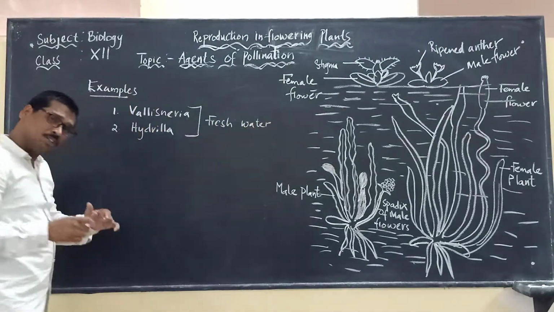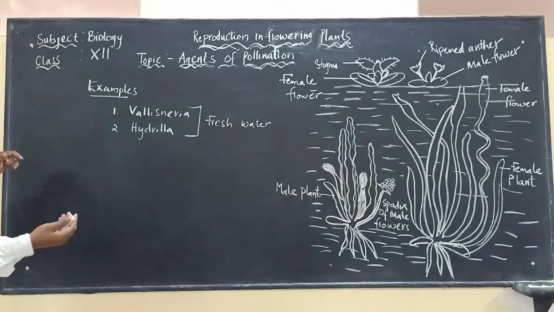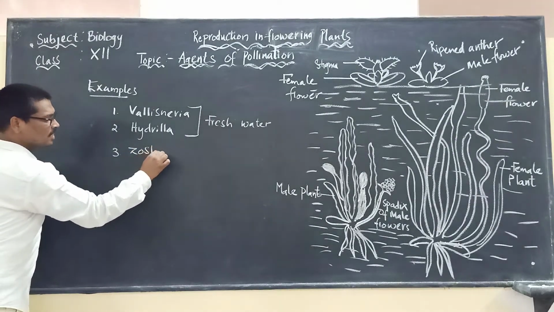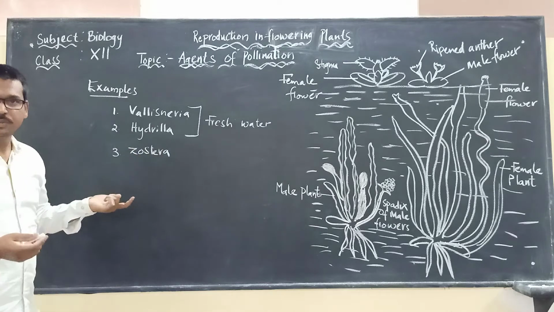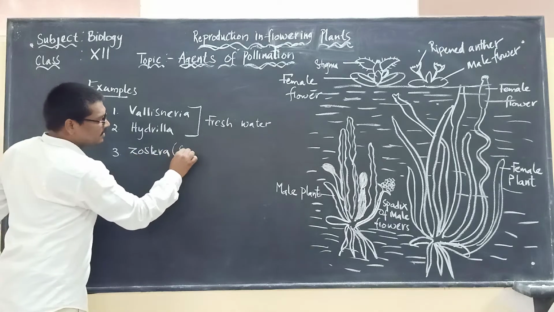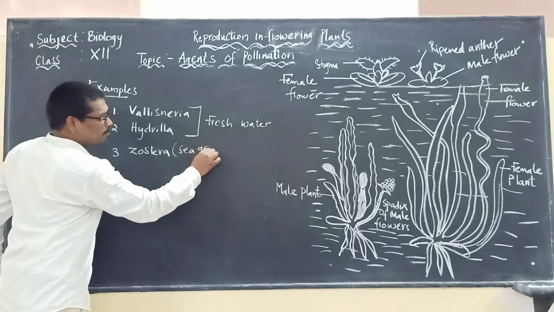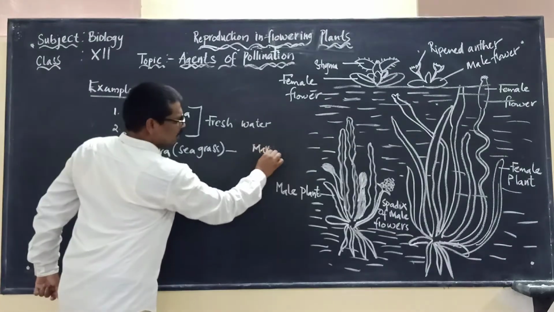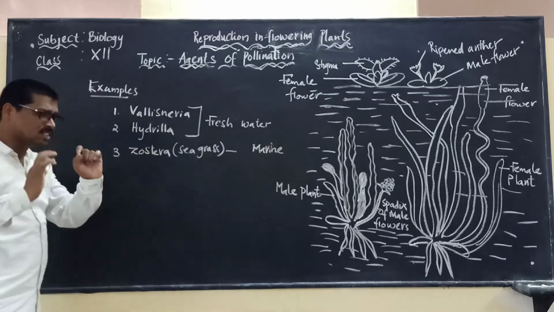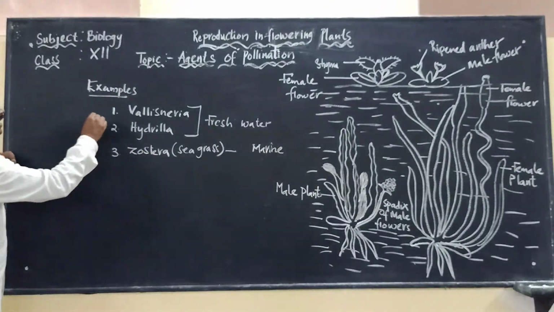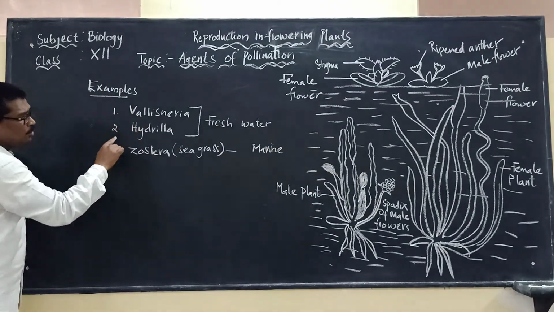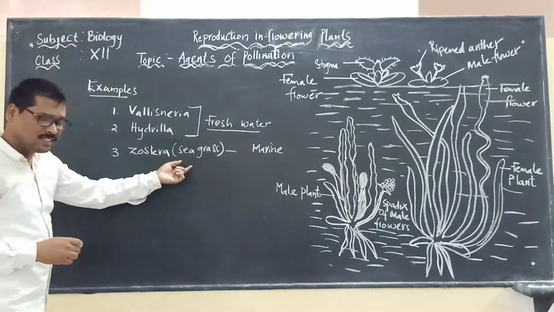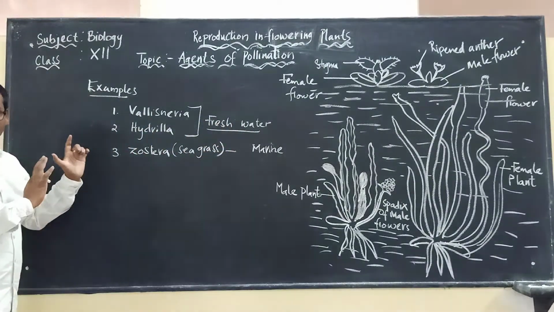But there are also other plants which go for water pollination. And the third one we can say is Zostera. It is a seagrass. As soon as we say that it is a seagrass, we can say that it is a marine plant. So the best examples of water pollinated plants are Vallisneria and Hydrilla, which are freshwater plants, and Zostera, which is a seagrass, a marine water plant.